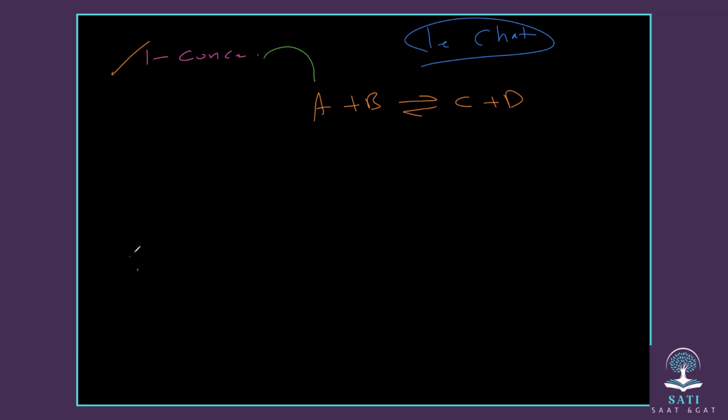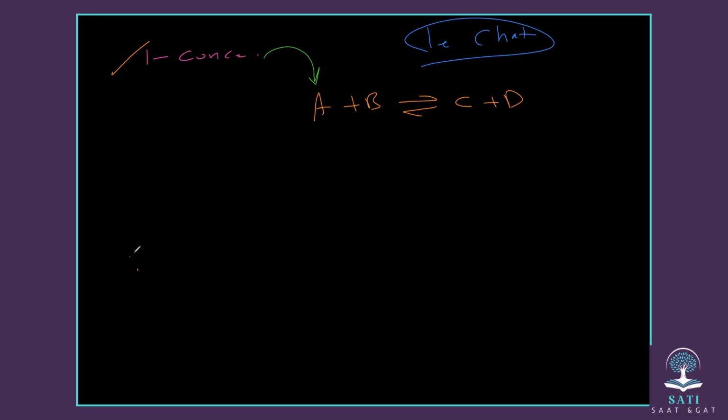Of A. Okay, we're going to increase this concentration. That means now we are increasing the concentration of A, which is a reactant. What will happen for the system? That means now we are making stress. Now we are applying stress on the system, on the equilibrium state. What will happen in this case?